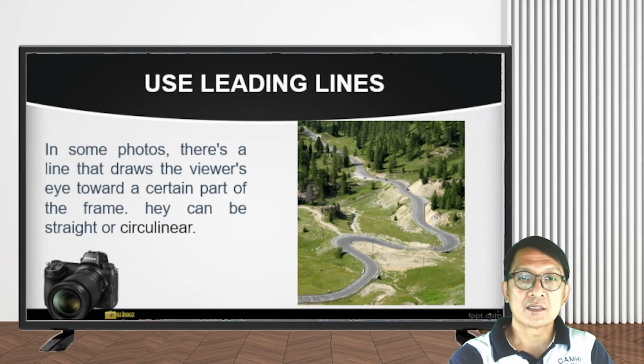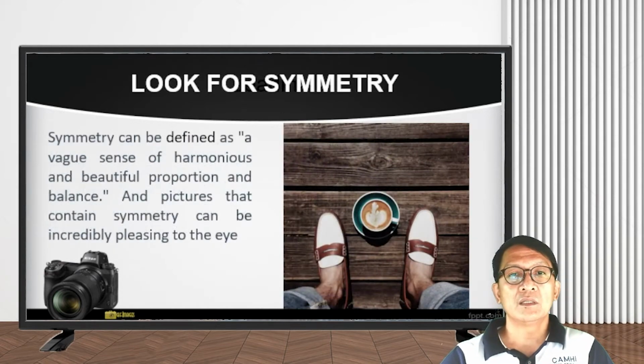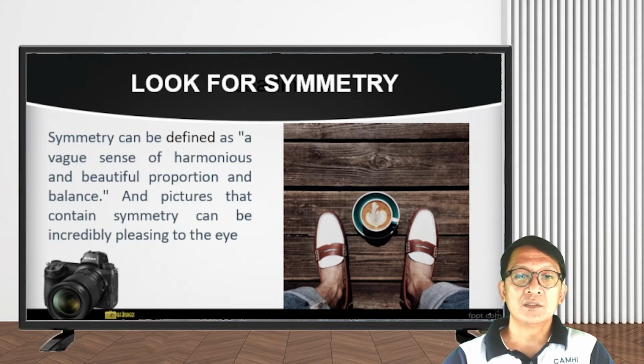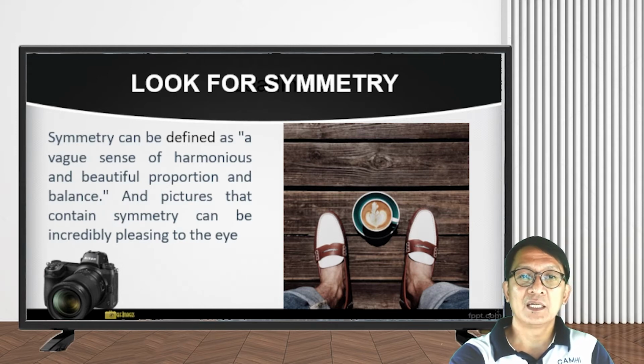Ayan. Next is look for symmetry. So, symmetry can be defined as a vague sense of harmonious and beautiful proportion and balance. And pictures that contain symmetry can be incredibly pleasing to the eye. So, marami kayong makukuhang symmetry kung gusto nyong ganitong elements, no? Sa mga walls, sa mga sahig, so maraming ganyan.